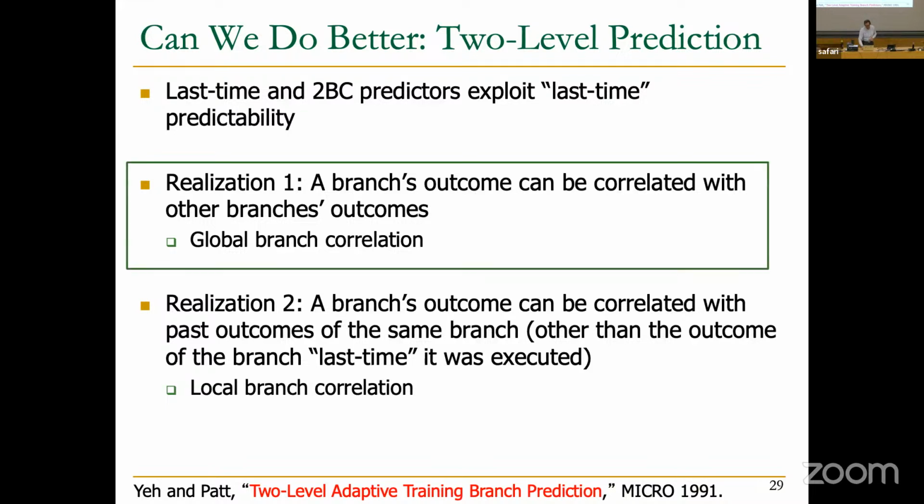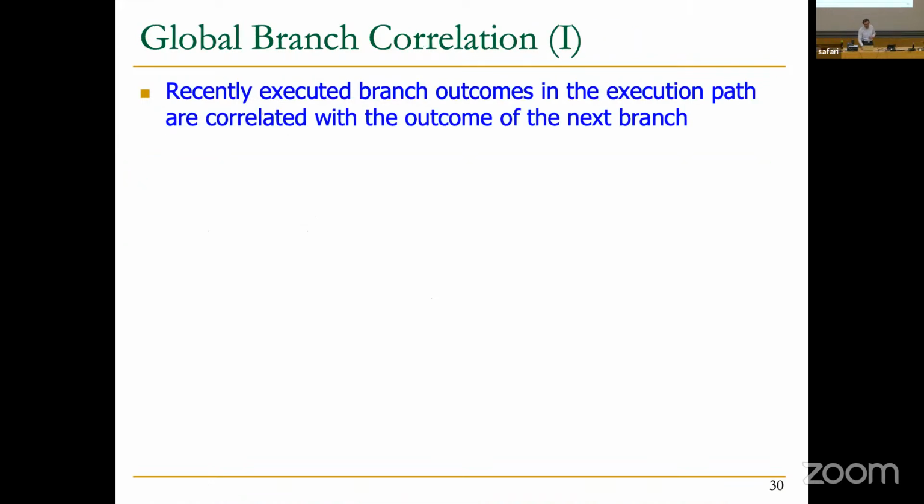So let's start with the first realization. I think it's fascinating because it's amazing that people did not come up with that realization for 10 years after that 2-bit counter prediction paper. Basically, the realization is that recently executed branch outcomes and the execution path are correlated with the outcome of the next branch. These may be different branches, but it can be the same branch also, actually. The mechanism that we're going to look at is not going to distinguish between which branch it is.